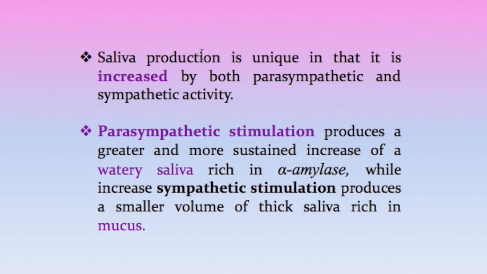The salivary production is unique because both parasympathetic and sympathetic activity will increase salivary production, but there is a difference in the type of secretion. For example, parasympathetic stimulation increases the watery saliva, which is rich in the enzyme alpha amylase, while stimulation of the sympathetic nerve will cause production of a small volume of thick saliva, which is rich in mucus.